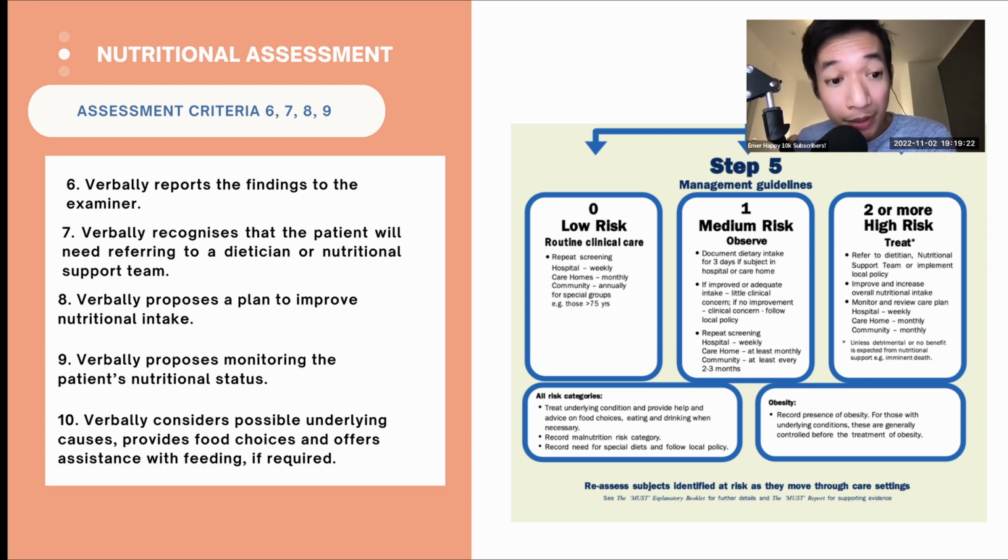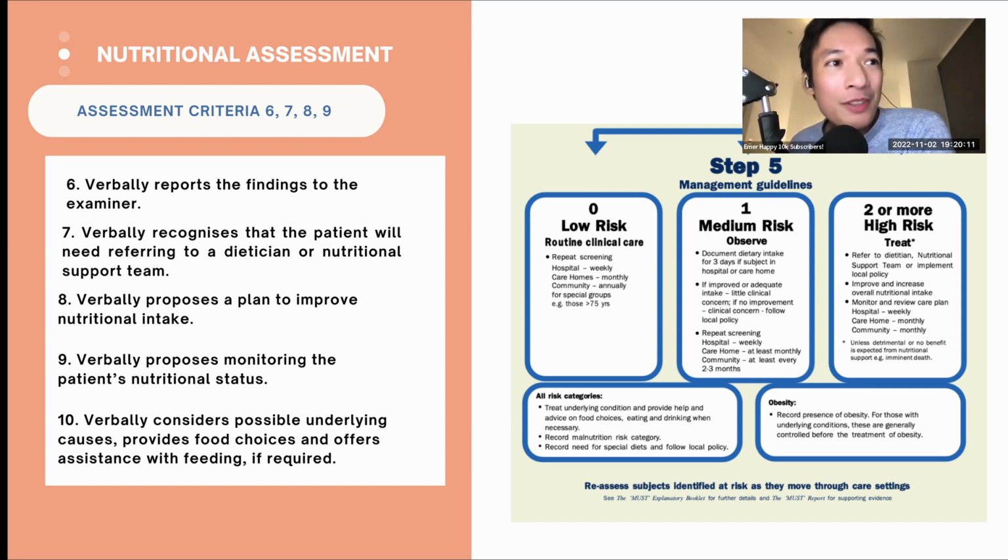Number 8, of course, you have to verbally propose a plan to improve nutritional intake. Okay? So guys, let me ask the crowd, what would be our plan for this patient? If the patient scored 5, what do you think? Let's try and recall our nutritional care plan. What will you be telling the assessor? What should we be doing?